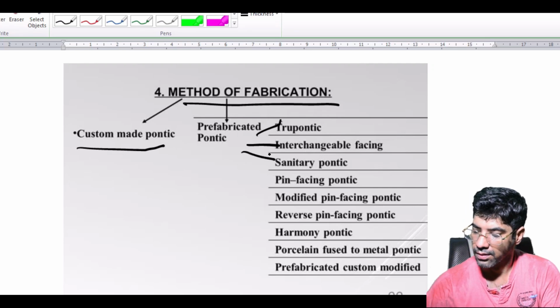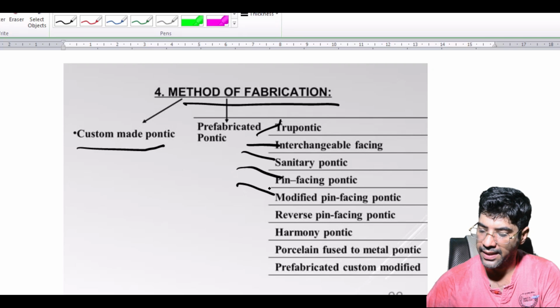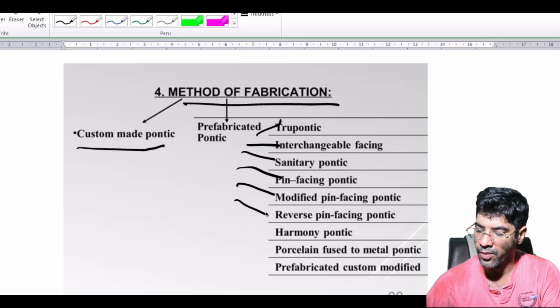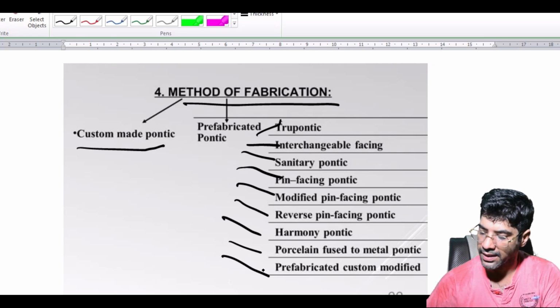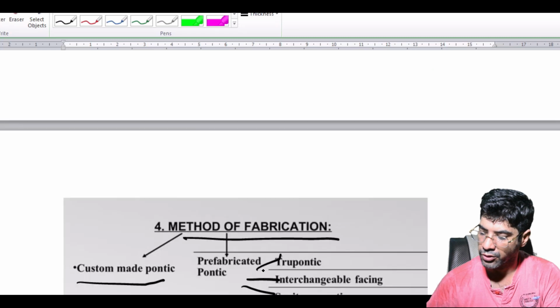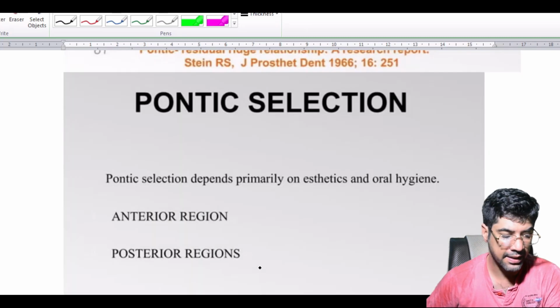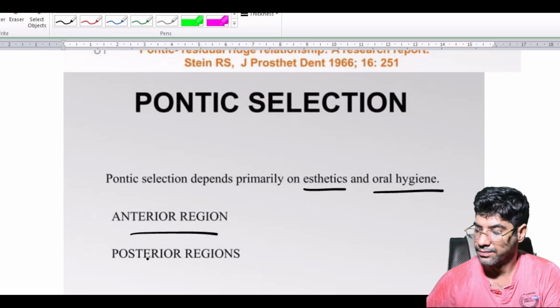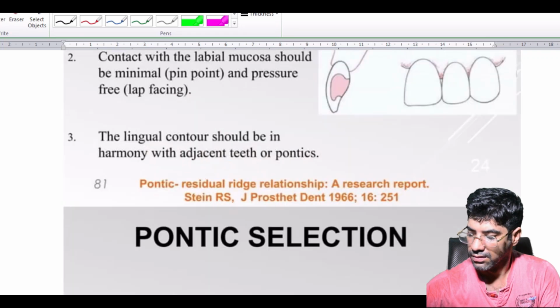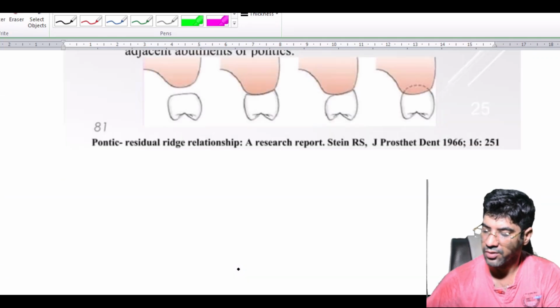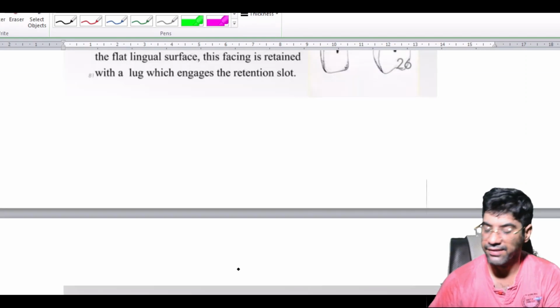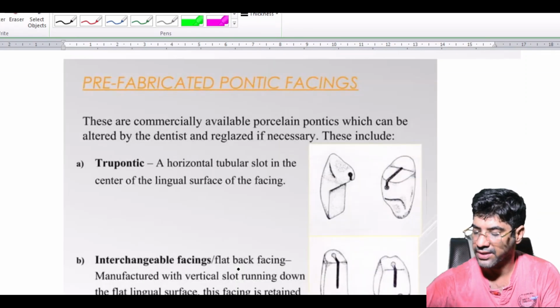By method of fabrication, it can be a custom-made pontic or prefabricated, like true pontic, interchangeable pontic, sanitary pontic, pin facing pontic, modified pin facing pontic, reverse pin facing pontic, harmony pontic, porcelain fused to metal pontic, or prefabricated customized pontic. Based on aesthetics and oral hygiene, we can classify it as anterior region or posterior region pontic.